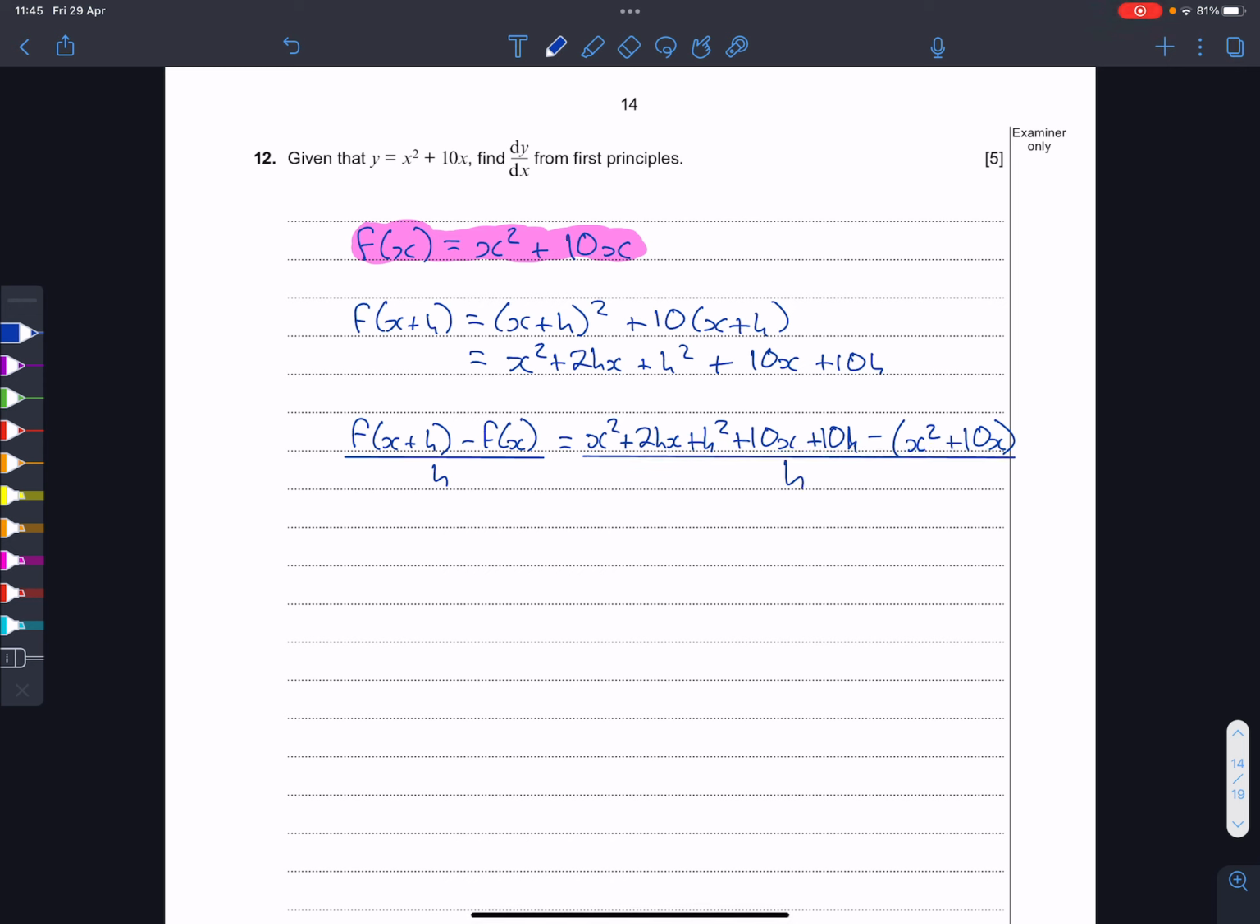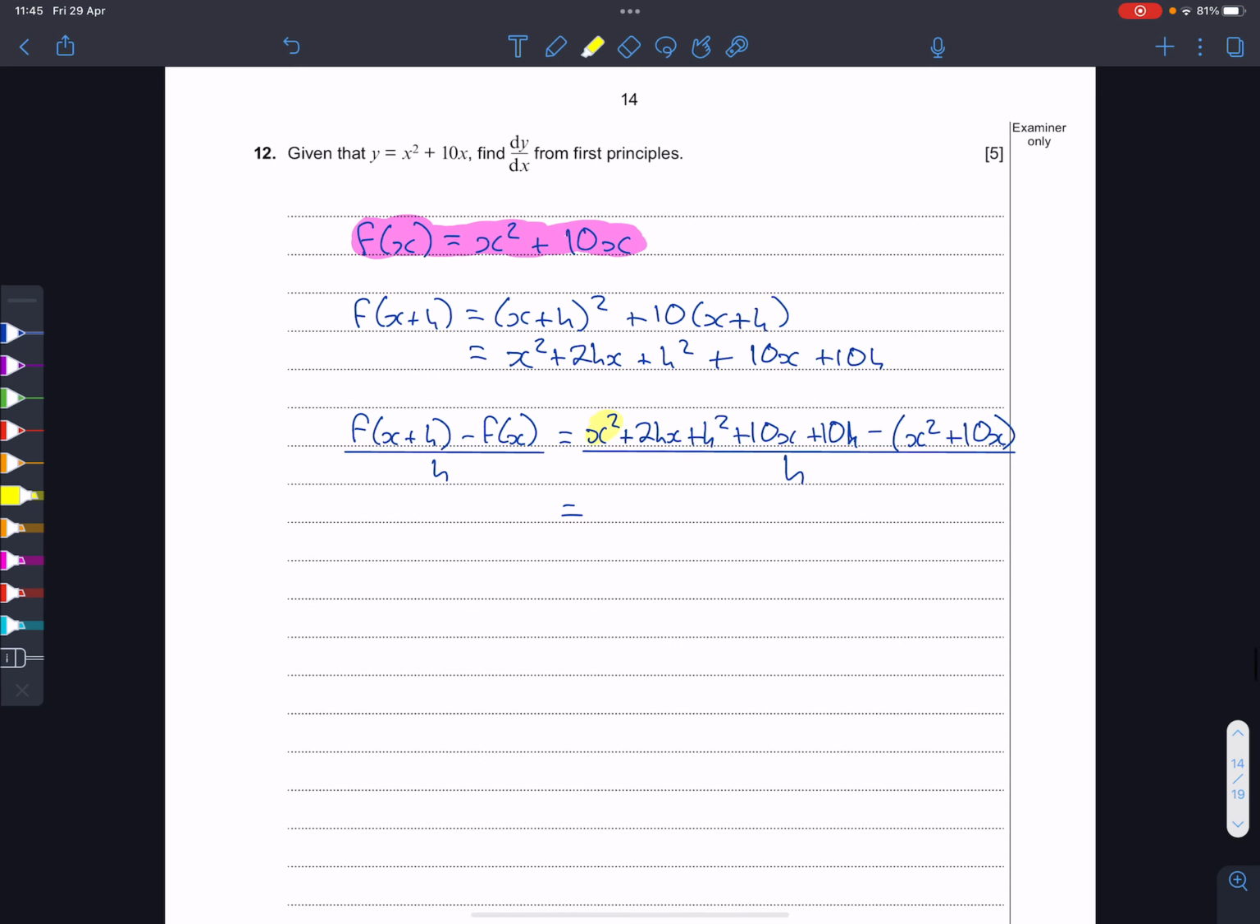So let's see what happens here. Well, if we're doing this right, everything in the bracket should be able to cancel. So I've got an x squared there minus an x squared, and I've got a 10x there minus 10x. So they're going to cancel out. And that will leave me with 2hx plus h squared plus 10h all over h.